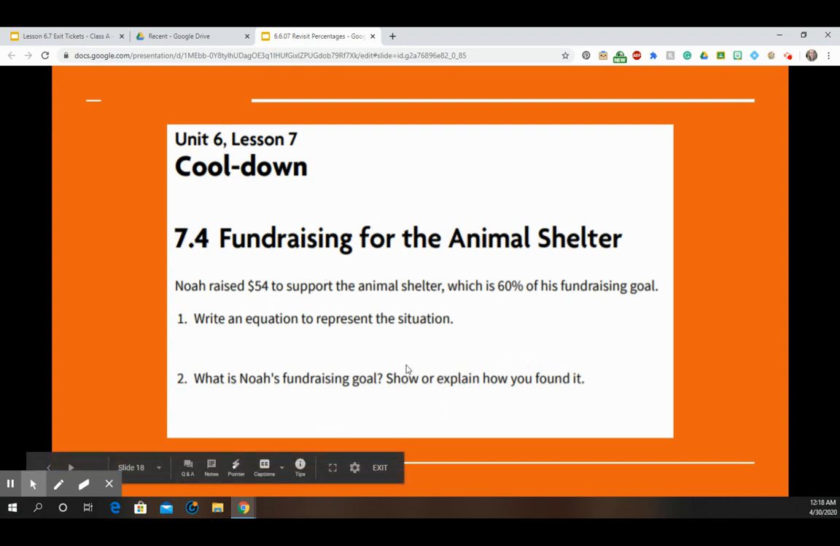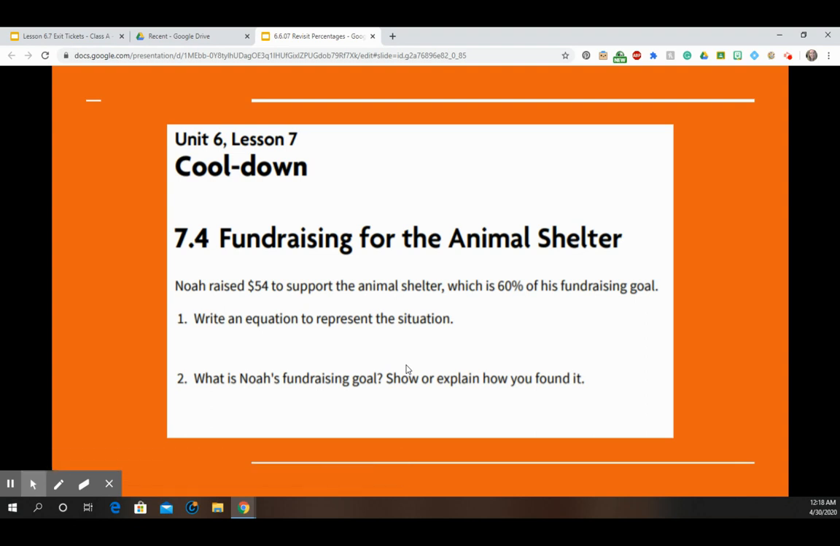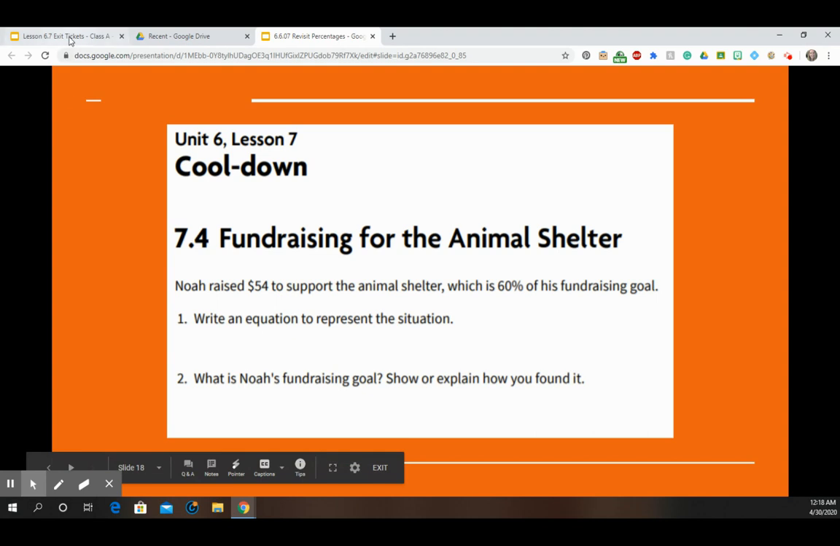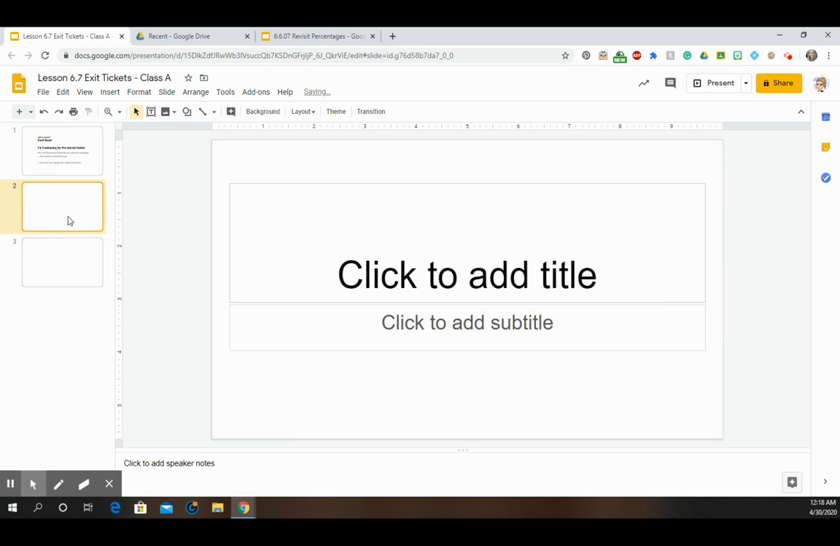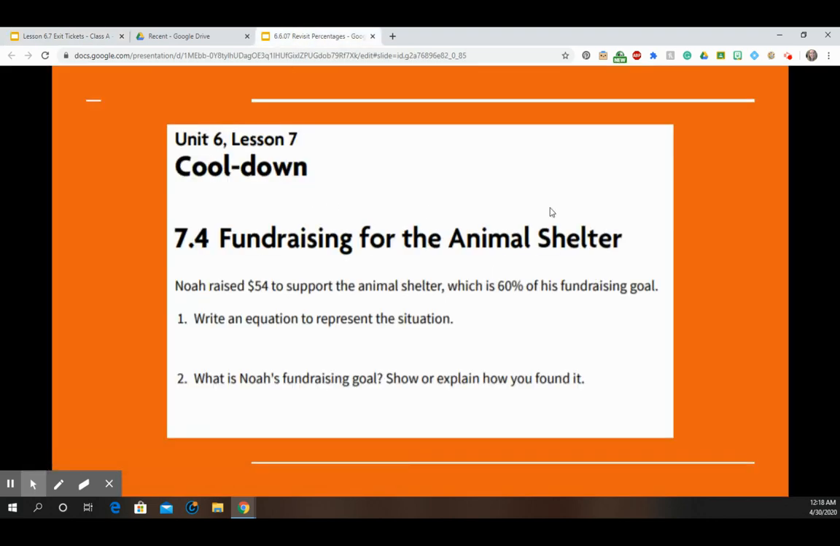So go ahead and write this down on a sheet of notebook paper, solve. When you're done, you can upload it to your exit ticket. This will be on your Google Classroom page. Go ahead and press that plus button for a new slide and type your name, right? And then add that picture from your camera. Okay, I'll leave this problem up so you can solve.